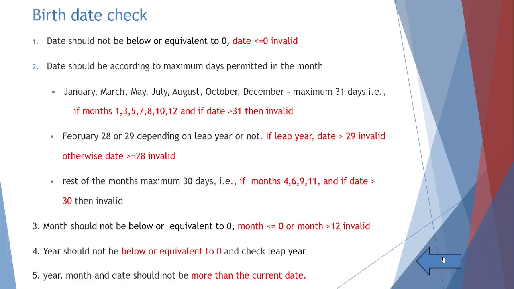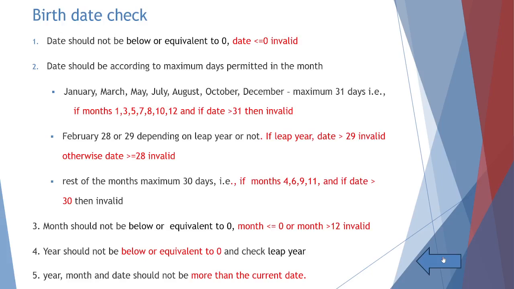February, 2 conditions, 28 or 29. Leap year, date greater than 29, invalid. Otherwise, date greater than 28, invalid. Rest of the months, date cannot be greater than 30. So, first and second conditions, we will elaborately understand, okay, date, what are all the invalid dates.